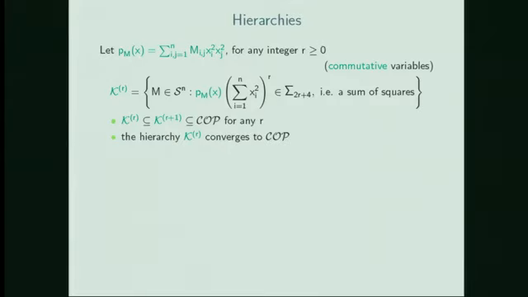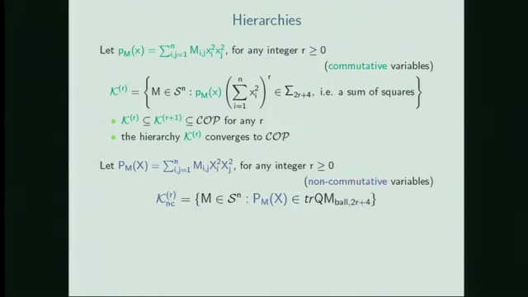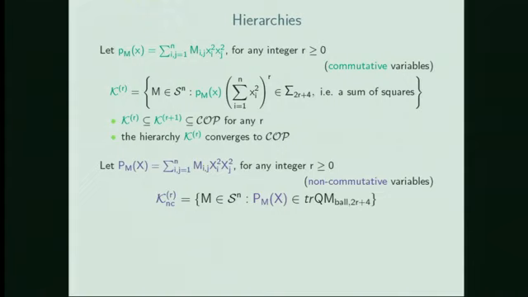So it's a natural way to build a non-commutative version of this hierarchy. Now we look at the polynomial P_M(x), which has the same form, but in non-commutative variables. The r-th level of the hierarchy asks for symmetric matrices M such that the polynomial P_M(x) is in the tracial quadratic module of the ball, which is exactly the non-commutative version of this requirement here. So what can we say?